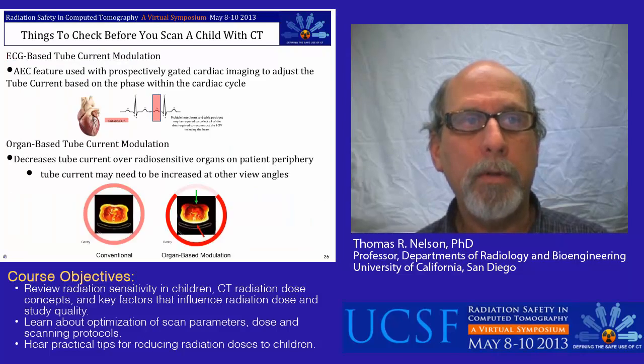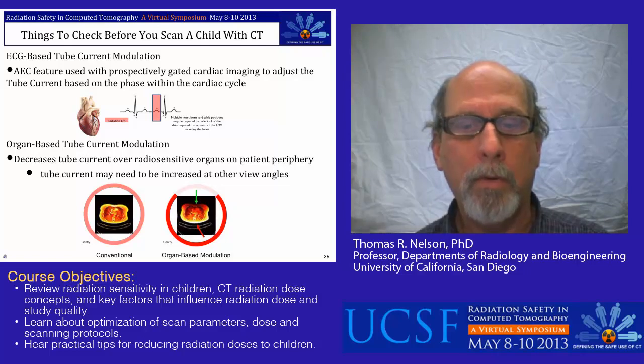In addition, we can use ECG-based tube current modulation for cardiac studies, which will turn the radiation on and off depending on the time of the cardiac cycle desired to be imaged. And finally, we can also use organ-based tube current modulation, where we decrease the tube current over radiation-sensitive areas such as the breast and increase it in other areas that are less radiation-sensitive, as shown in the lower image. The green arrow points to the reduction in dose to the breast area, but conversely the posterior part of the body receives a higher dose.